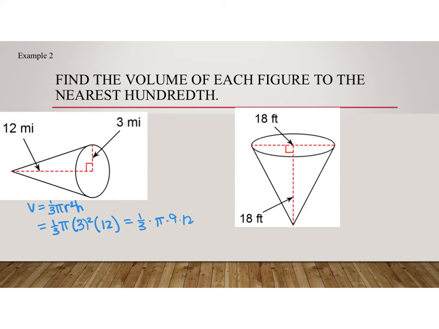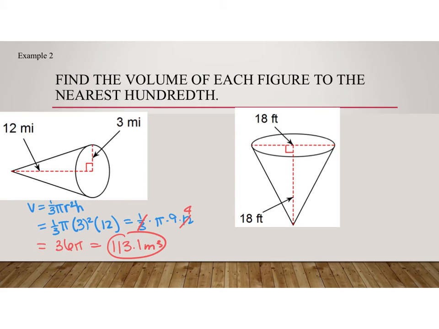I'm going to just go ahead and simplify. 1/3 of 12 is going to give me 4, and 4 times 9 is equal to 36. So this is going to give me 36 pi, and when I simplify that, this is going to simplify to 113.1 cubic meters.